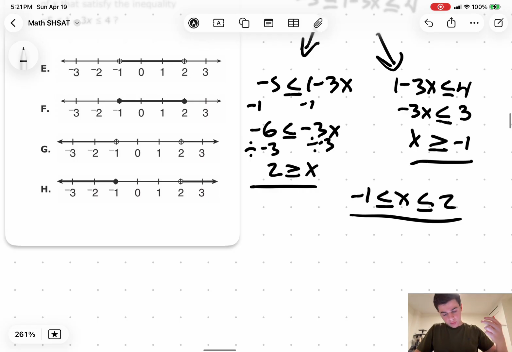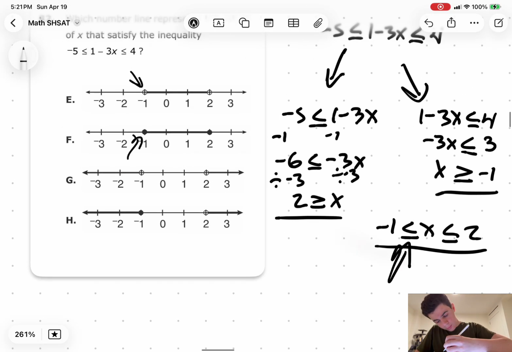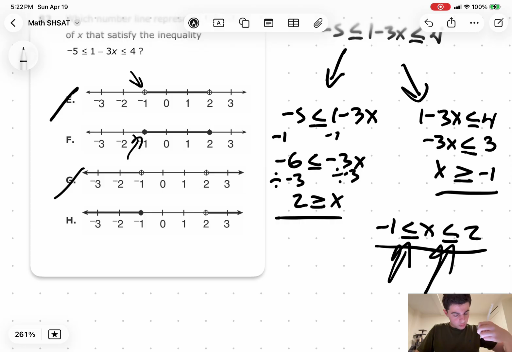So let's look at the answer choices that represent that, remembering the differences between filled-in circles and empty circles, right? And because we have equal signs for both, we are going to be looking for filled-in circles. So immediately we can cross out E and G. And now we know that it has to be from negative 1 to 2, which is answer choice F. So we can eliminate H.